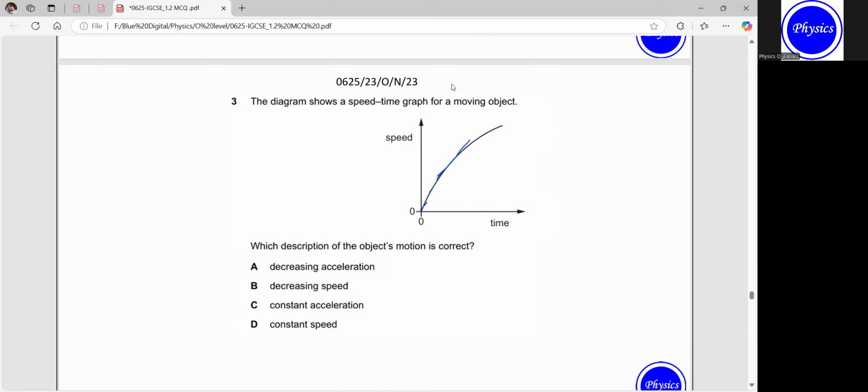No, sorry, this is already a speed time graph. So decreasing acceleration. The gradient gives you the acceleration. Decreasing speed, which gives you the acceleration. The gradient is going to give you the acceleration. So decreasing acceleration.